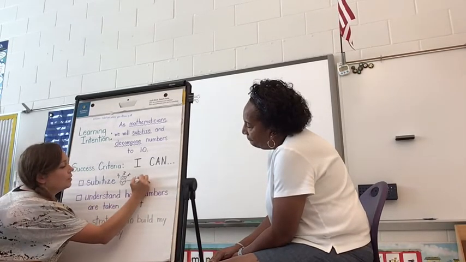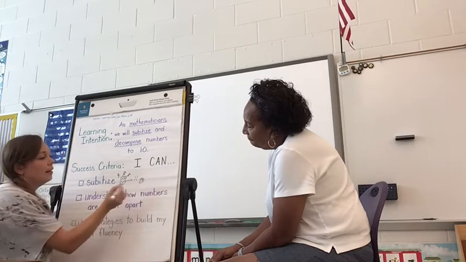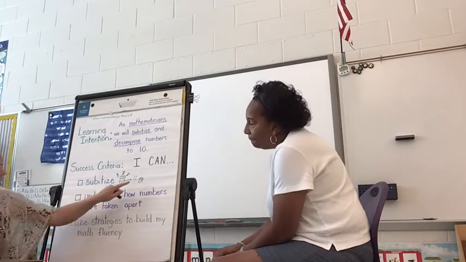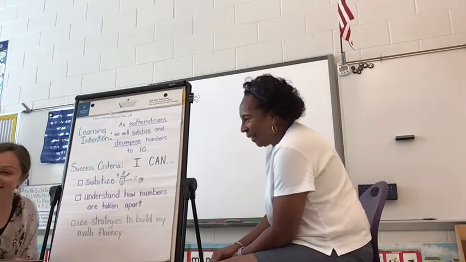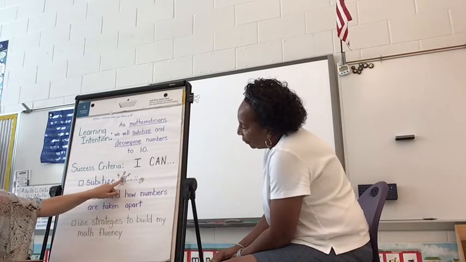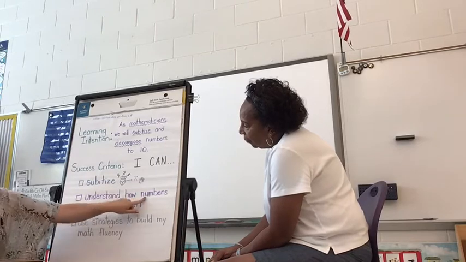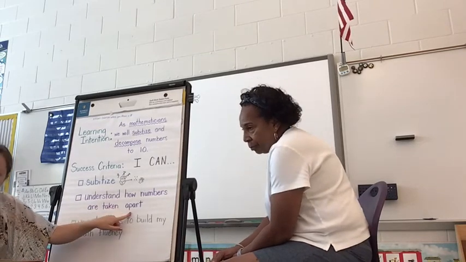Maybe he's going to subitize somebody's fingers. And tell how many are there. Did I draw enough? 1, 2, 3, 4, 5. I did. There are 5 fingers. Awesome. All right. So when you subitize, you use your brain and you use your eyes. Awesome. How about understand how numbers are taken apart?